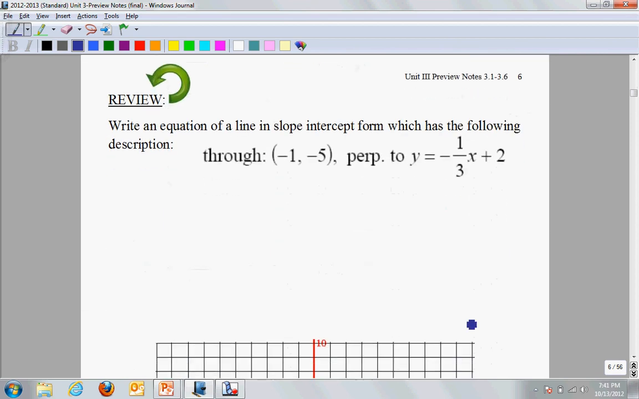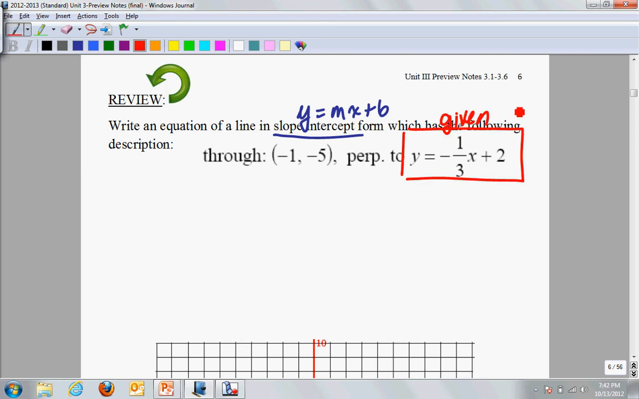Let's do a review problem first. We're going to write an equation of a line in slope-intercept form, which is y equals mx plus b, which has the following description. We want it to go through (-1, -5), but be perpendicular to the given line. This is our given line, and then we have our desired line, which has two qualities: it's perpendicular to this line and goes through this point.